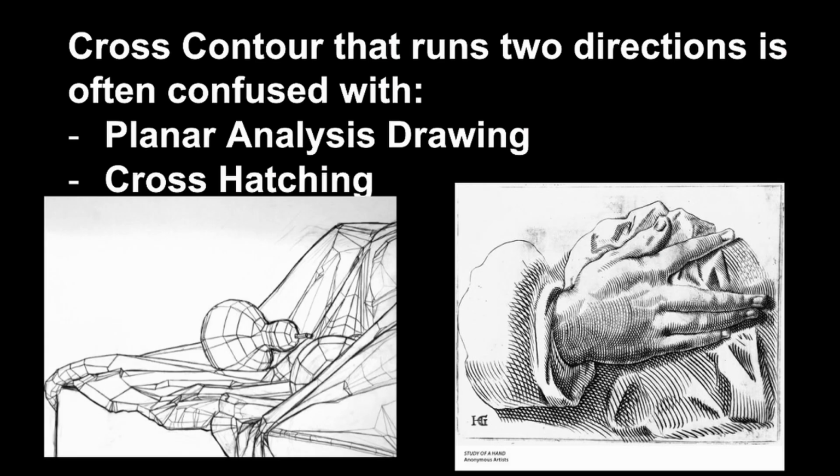We really shouldn't confuse cross contour, especially two-direction cross contour, with planar analysis, like this student drawing on the left by one of my old students, where there are these different planes. It looks almost like a low poly 3D rendering, or cross hatching, where we build up values with different line directions. We'll get into cross hatching down the road. We'll talk about value, but first we need to understand how volume works. You get good proportions, you get a good understanding of volume, then you can move on to value.